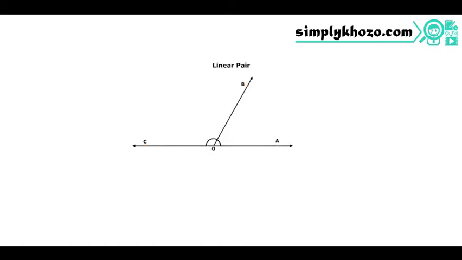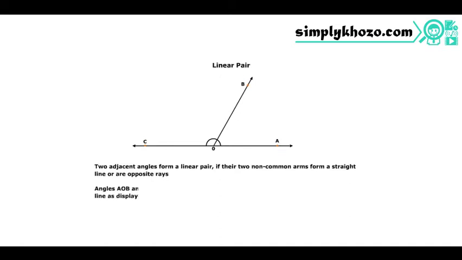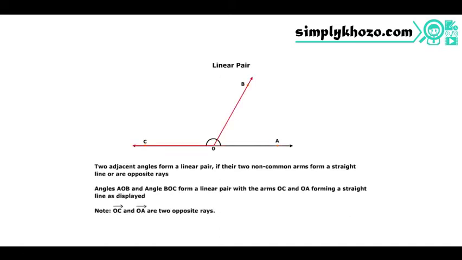Linear pair. Two adjacent angles form a linear pair if their two non-common arms form a straight line or are opposite rays. Angle AOB and angle BOC form a linear pair with the arms OC and OA forming a straight line, as displayed.